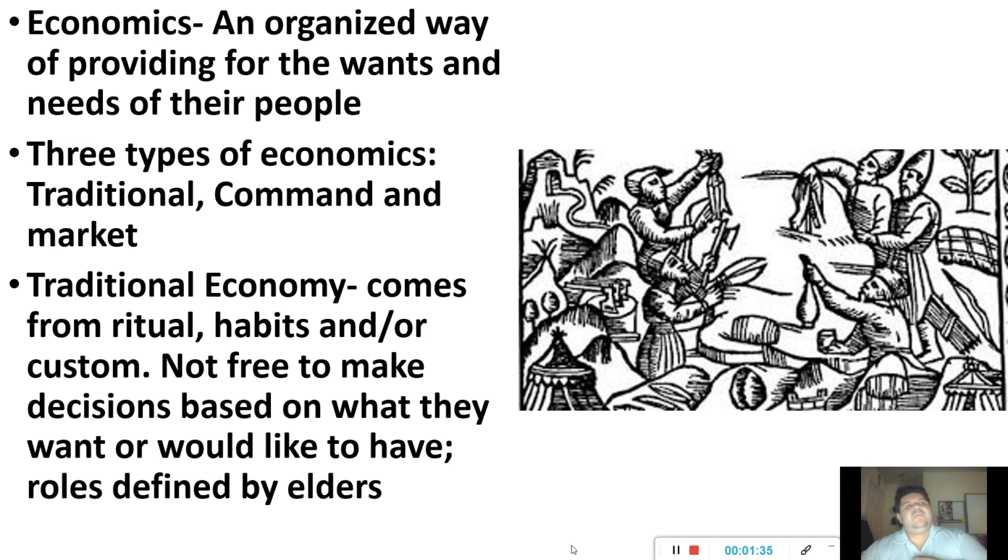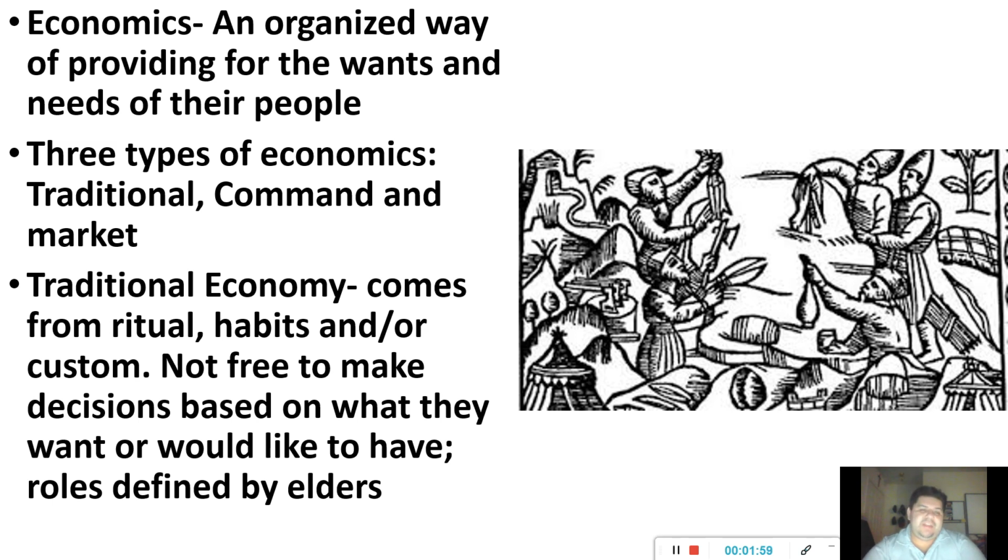All right, so today we're going to look at economics in the sense of governments. Now in governments, economics is the organized way of providing for the wants and needs of their people. Does every government focus on the wants and needs of the people? Not always, and this is what we're going to be learning about today.